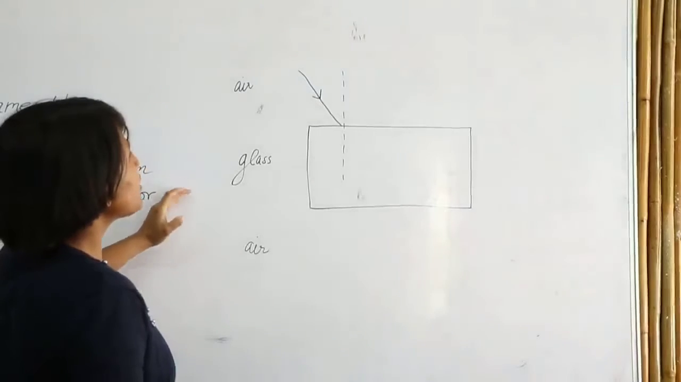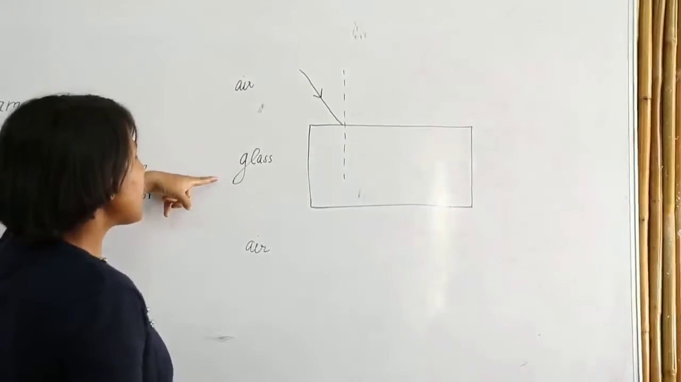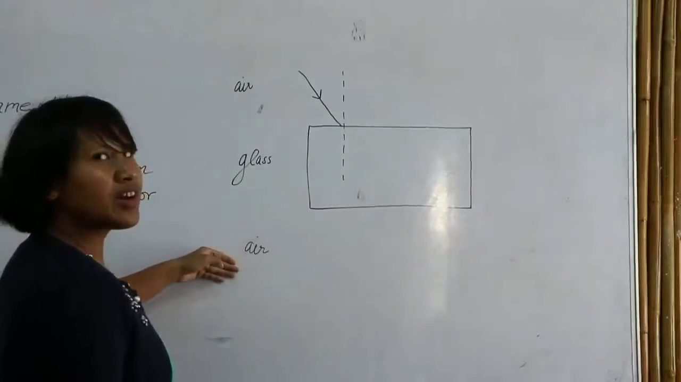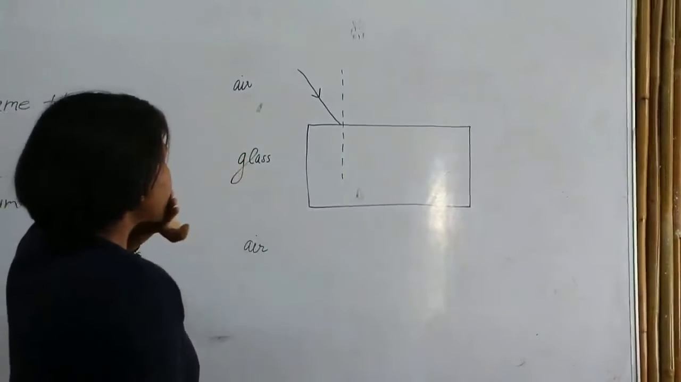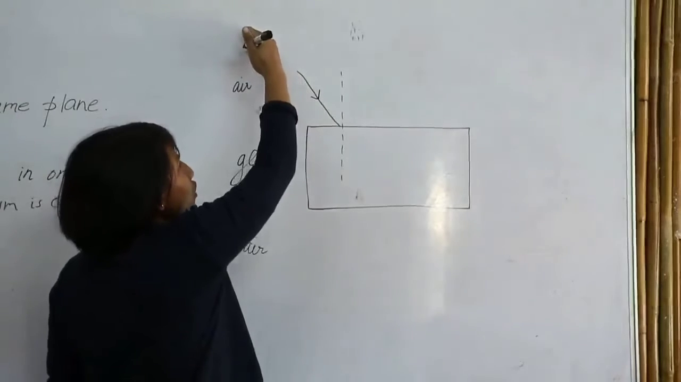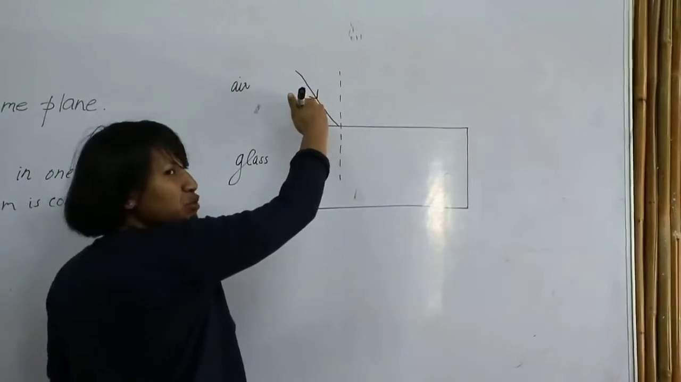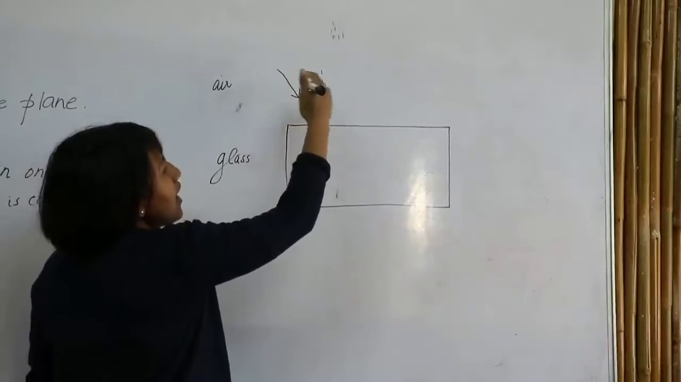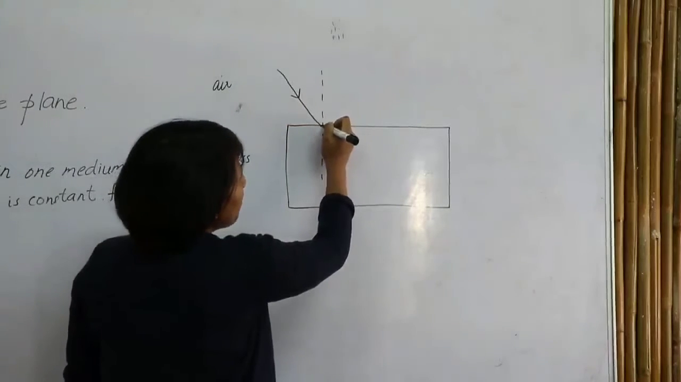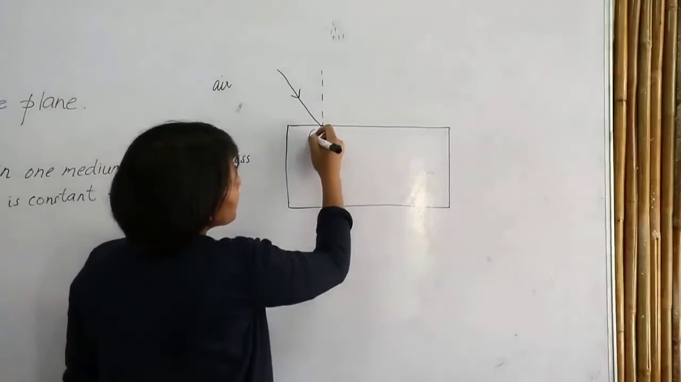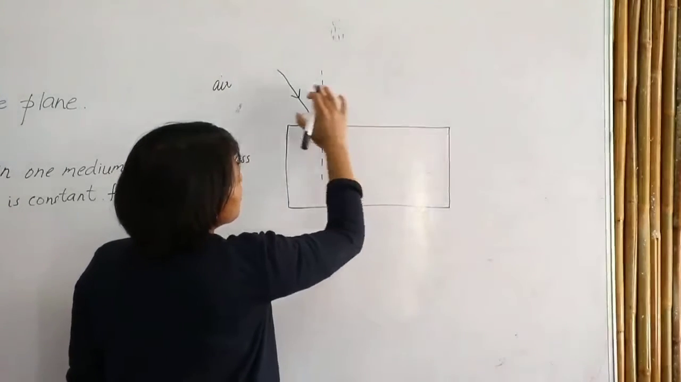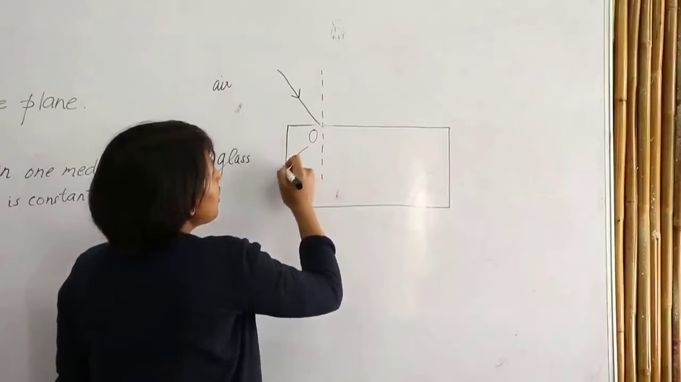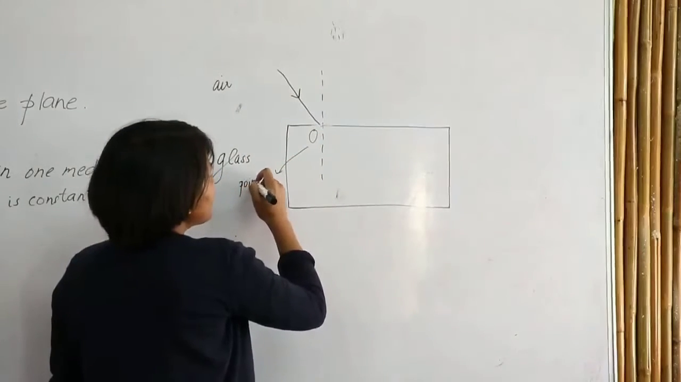Now, consider the case when light travels from air to glass and then from glass to air. Light is traveling through air obliquely, and the point where it strikes the surface of separation between these two media is called the point of incidence.